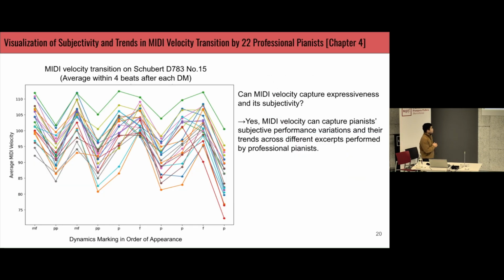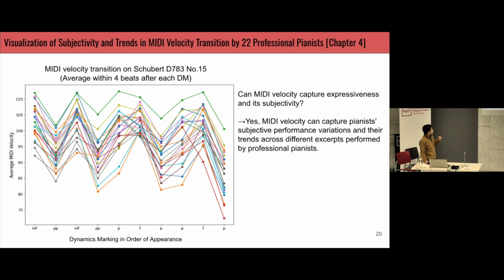So this is the visualization of the MIDI velocity transition. I took the average MIDI velocity within 4 beats after each dynamics marking appearing in this excerpt by Schubert. There are 22 professional performances recorded in MIDI, and each pianist plays it differently for each dynamics marking here: mezzo forte, pianissimo, mezzo forte. This order is the order of appearance in the excerpt.